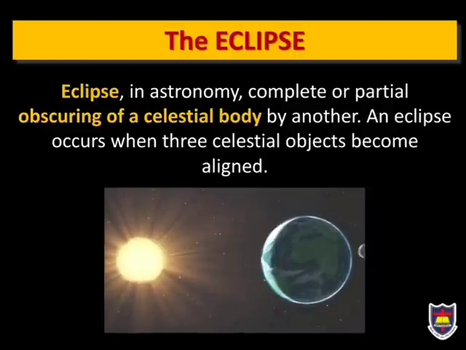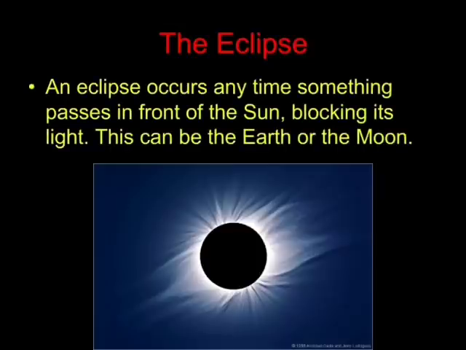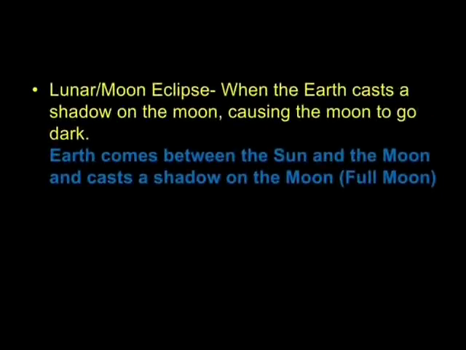An eclipse occurs anytime something passes in front of the Sun, blocking its light. This can be the Earth or the Moon. There are two types of eclipse, solar and lunar eclipse. Lunar or moon eclipse is when the Earth casts a shadow on the Moon, causing the Moon to go dark.